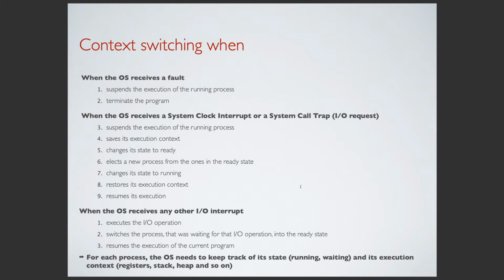When the OS receives either a system clock interrupt or a system call trap, meaning the process actually has requested a trap, it's going to suspend the execution of the running process, save its execution context, okay, change its state. Actually, here it's either to ready or, this is inaccurate, ready or to waiting in the case of a system call trap. It's going to elect a new process from the ones that are ready, and then change the state to running. It's also going to restore its execution context and resume its execution, right?